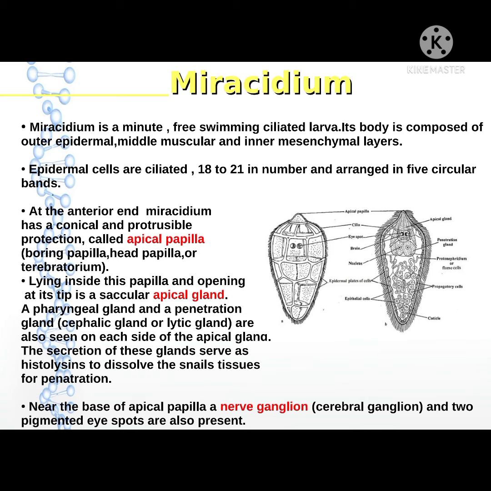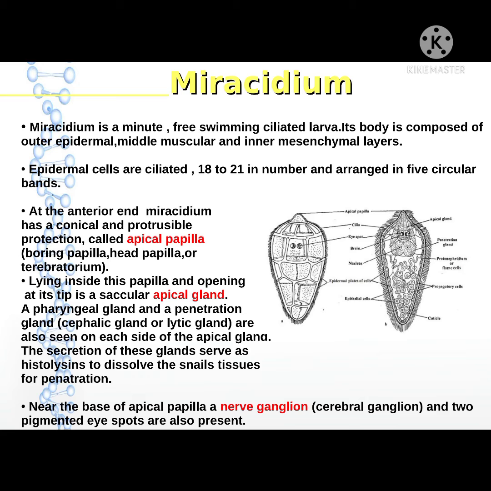Miracidium is a minute, free-swimming ciliated larva. Its body is composed of outer epidermal, middle muscular, and inner mesenchymal layers. Epidermal cells are ciliated, 18 to 21 in number, and arranged in 5 circular bands. At the anterior end, miracidium has a conical and protrusible projection called apical papilla, also known as boring papilla, head papilla, or terebratorium.